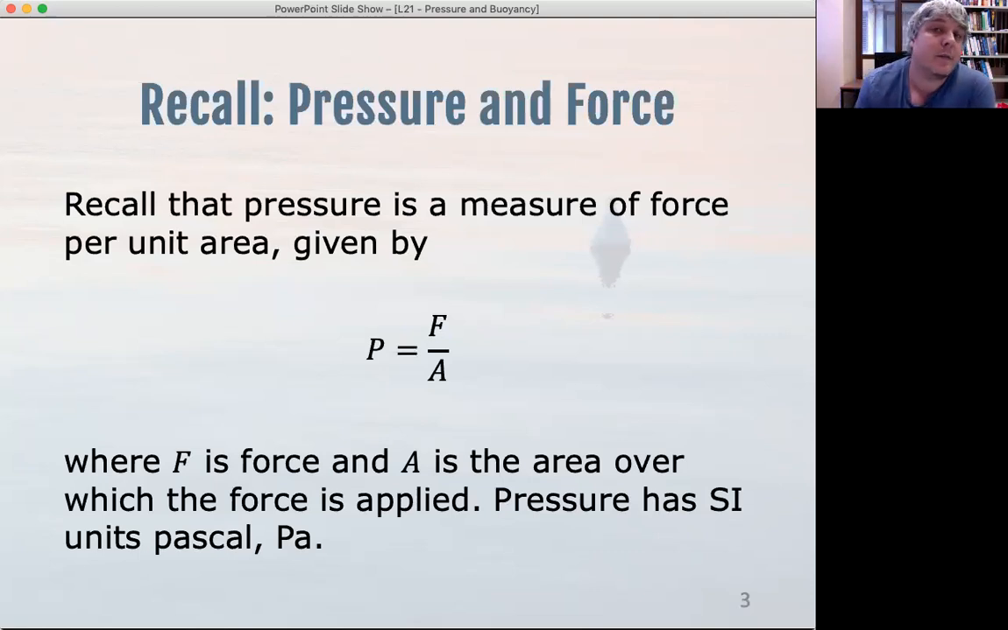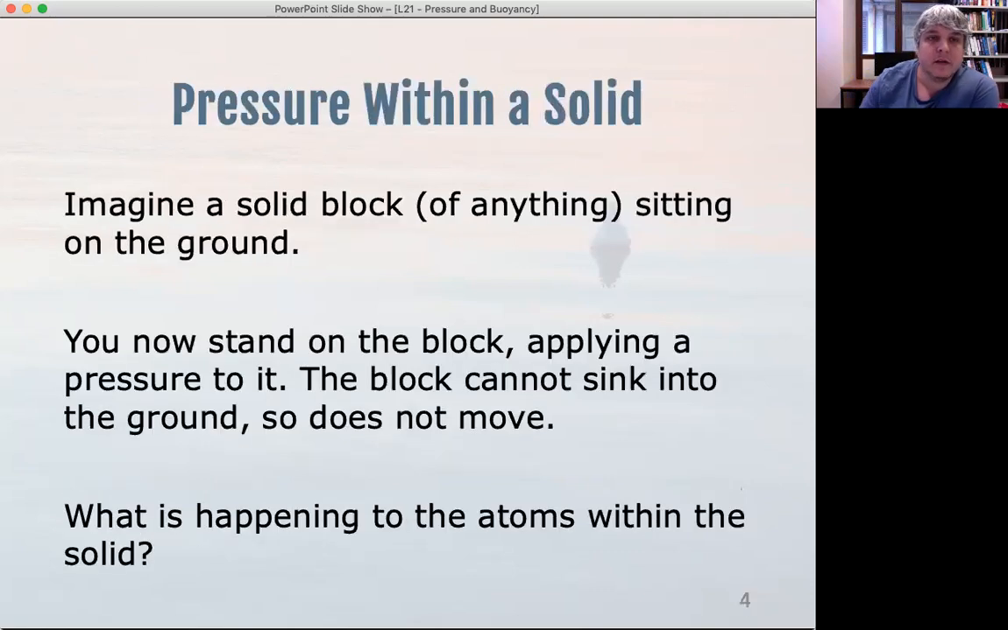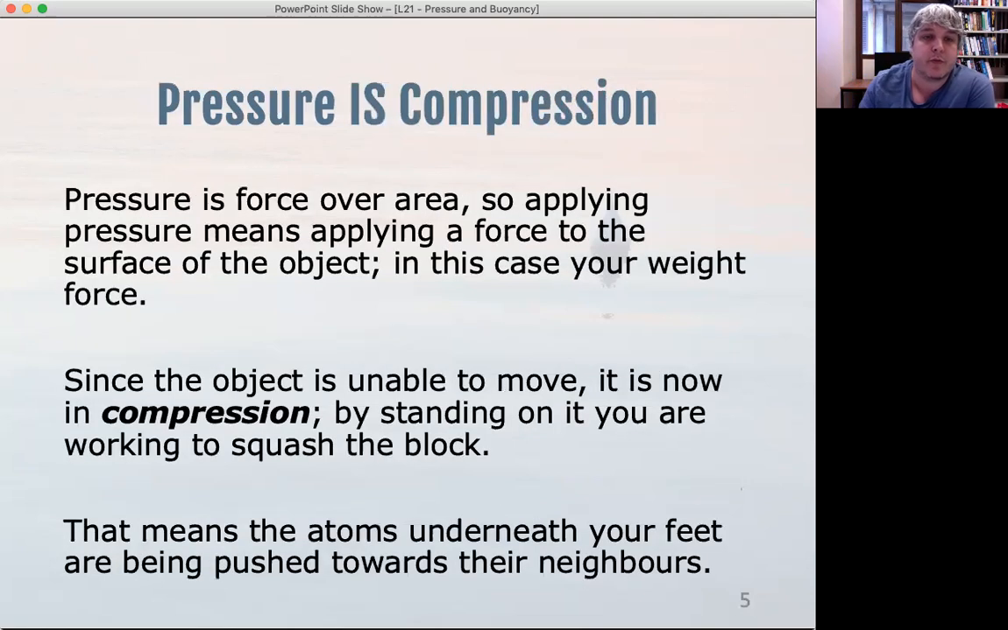We've already met pressure. We've talked about pressure being force over area. It was just a way to distinguish forces when they were applied over a large area versus a small area. And we know intuitively that that does make a difference. So pressure allowed us to think about that. With a solid sitting on the ground, you stand on the block, you apply more pressure onto the block. The block can't sink into the ground, so it doesn't move. So what's happening to the atoms within the solid? Well, they're all being compressed.